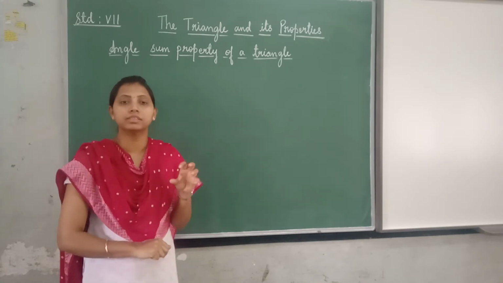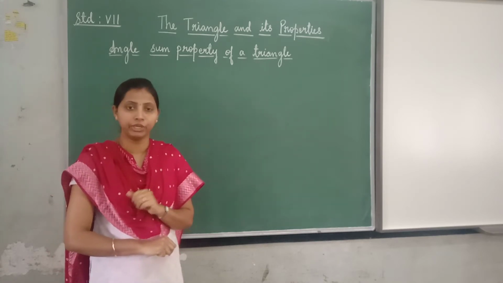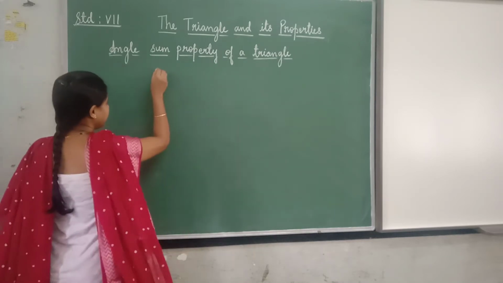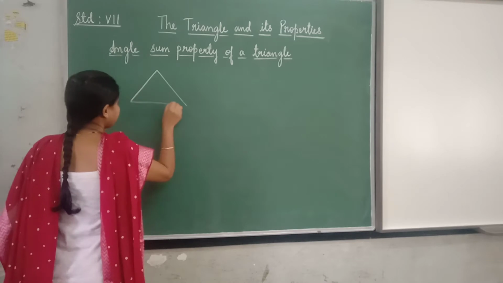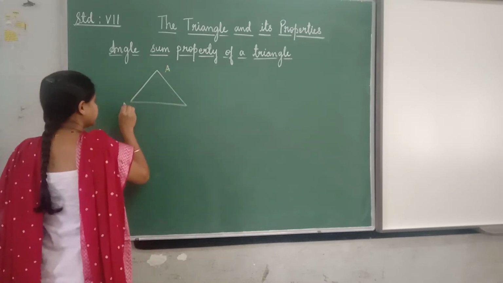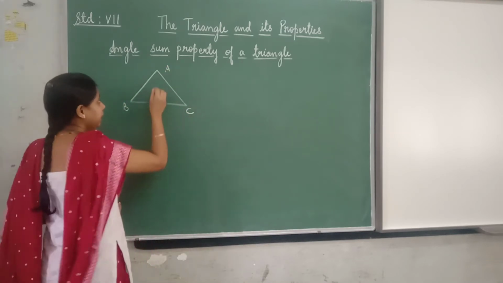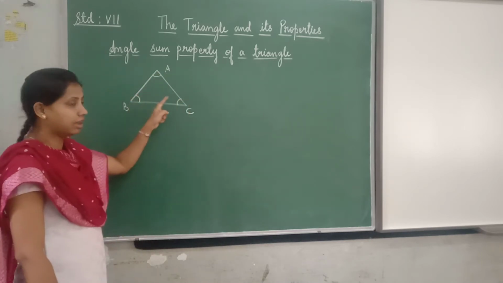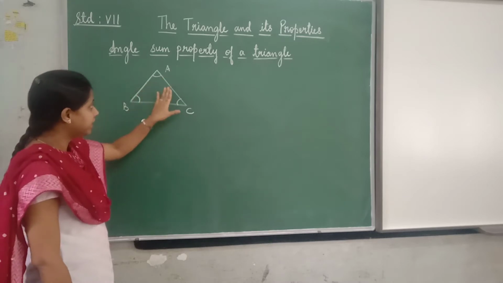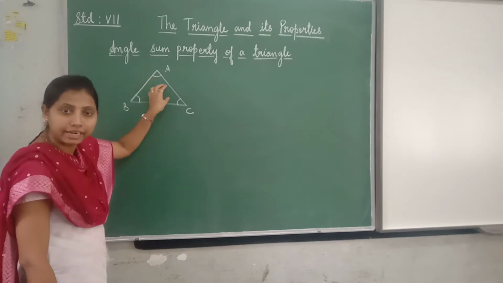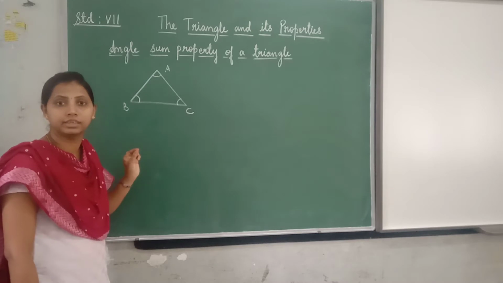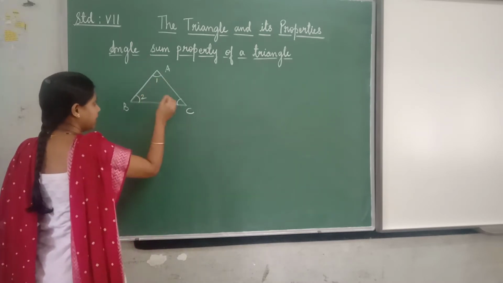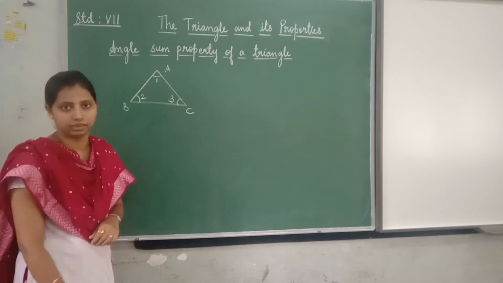That is, what is the sum of angles in a triangle? We know that in a triangle there are how many angles, children? 3 angles. A triangle has 3 angles. If ABC is a triangle, there are 3 interior angles in a triangle. These 3 angles lie in the interior part of the triangle, inside the triangle. So these are called the interior angles of the triangle.